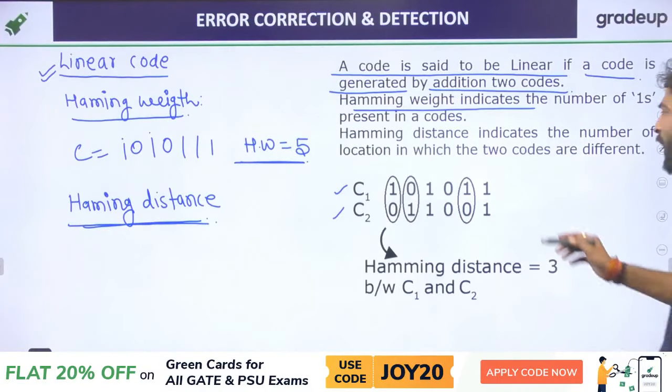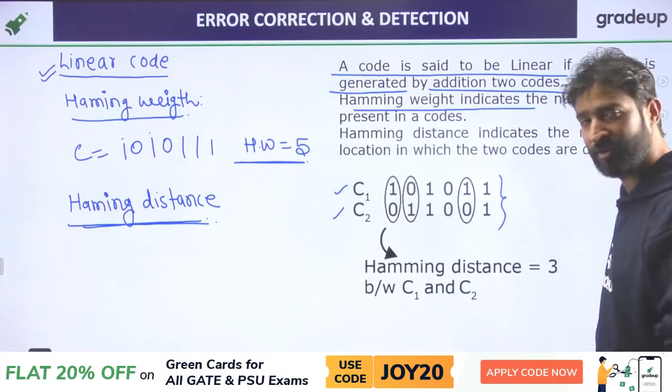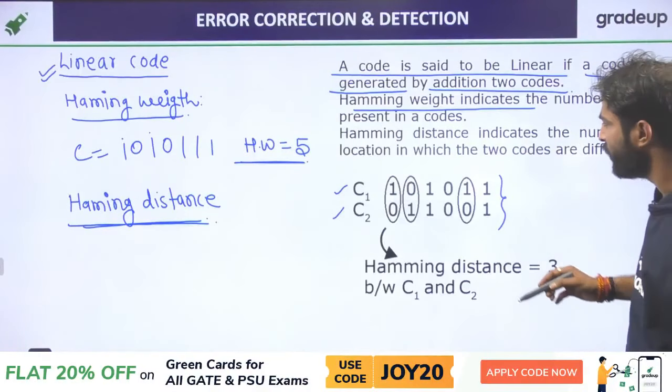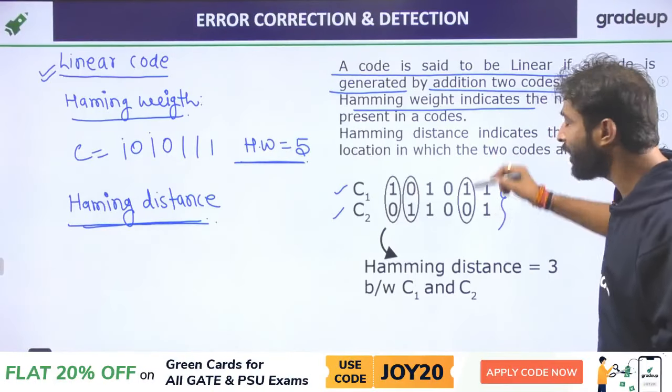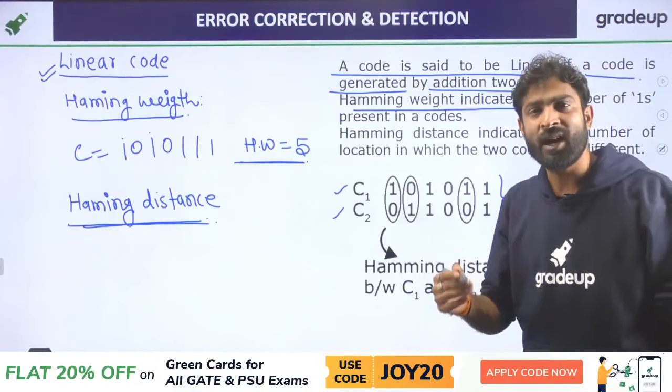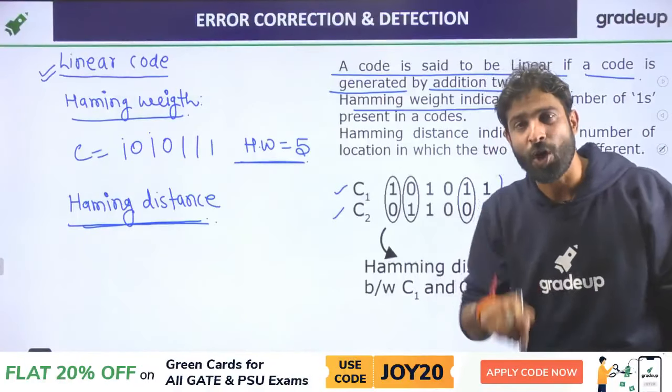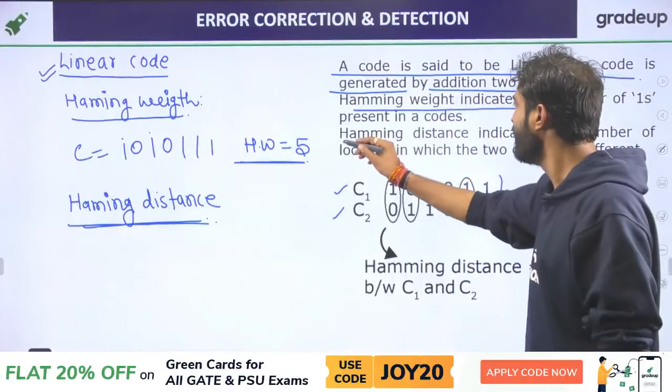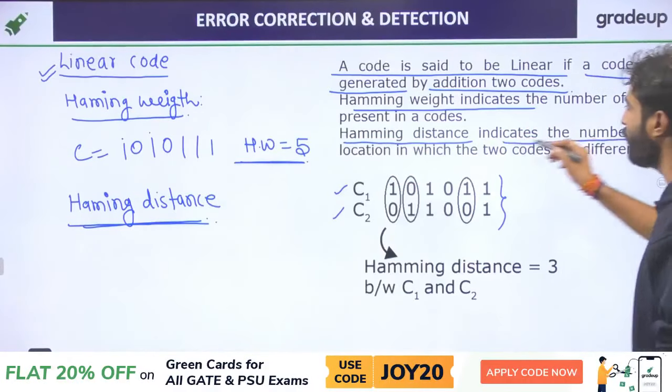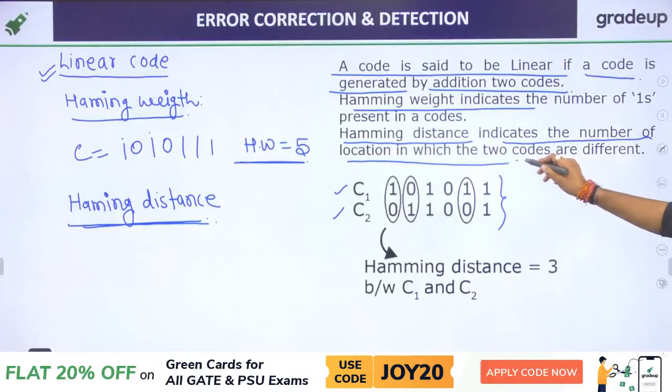Now, if you want to find the Hamming distance, it is the number of positions at which the bits are changed. Hamming distance indicates the number of locations at which the two codes are different.